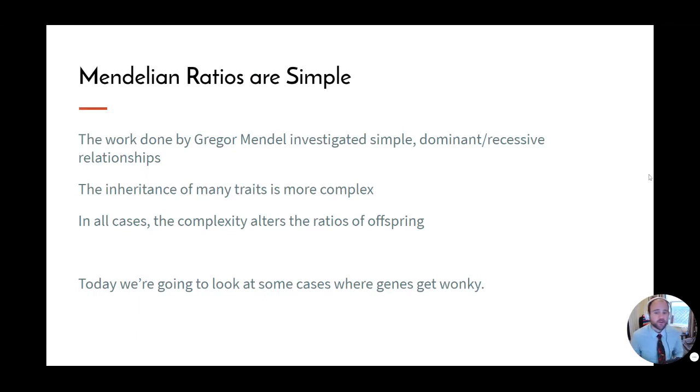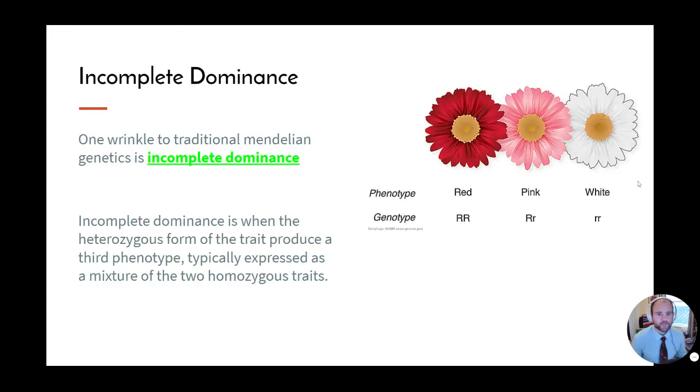The work done by Gregor Mendel was on really basic traits, and often they were traits characterized by only one gene. He's very lucky that he didn't go crazy trying to figure out more complex traits, and that the ones he stumbled on were very simple patterns of inheritance. But for a lot of traits, things are going to get more complex, so we're going to look at some of these things that get a little wonkier.